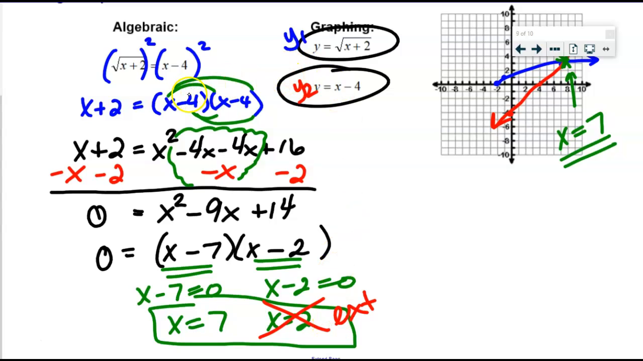If you plugged them into the original problem, you would have gotten the square root of 2 plus 2 equals 2 minus 4. And you know what, guys? The square root of 4 does not equal -2.